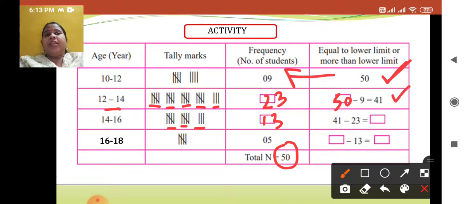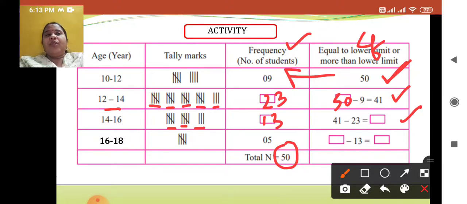Same way for the next one also. In order to get the number of the third row, for the class 14 to 16, this actually is nothing but CF. It is not frequency. Frequency is this. What we are calculating now is cumulative frequency, and this type, when we are subtracting and finding out, is nothing but cumulative frequency more than type.